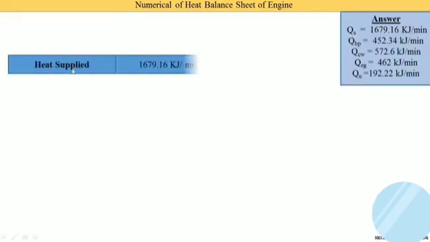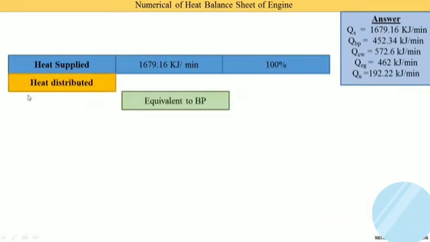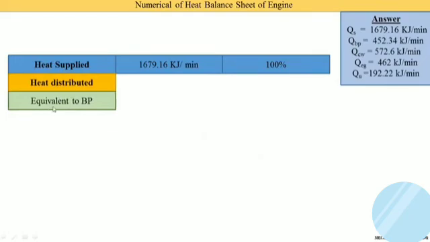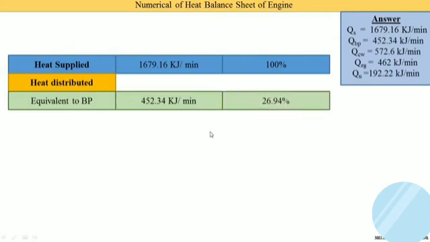First we write the heat supply. Heat supply is 1679.16 kilojoule per minute. It is 100% because there is only one heat supply. Then after we make the heat distributed. First heat distributed is equivalent to break power. The answer is 452.34 kilojoule per minute. Now how to find this percentage? 452.34 is divided by 1000, and this answer is divided by the heat supply, then multiplied by 100. So you get the answer 26.94.